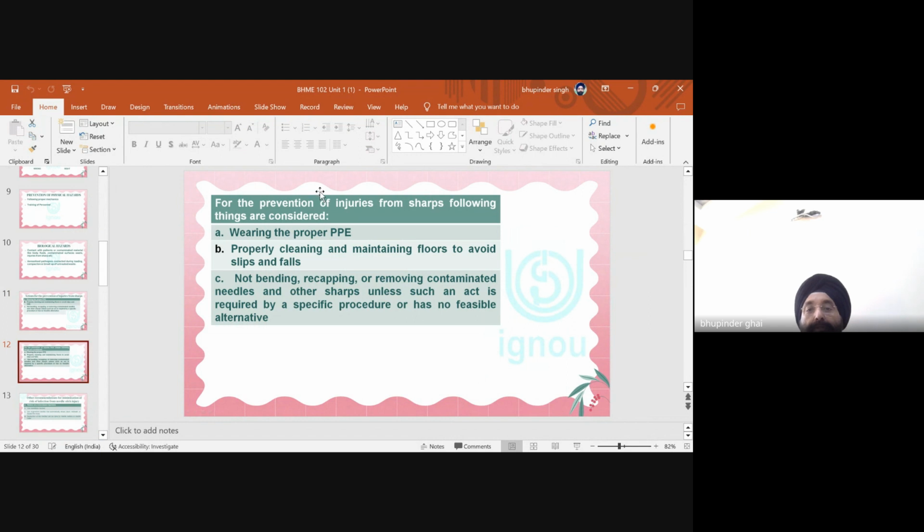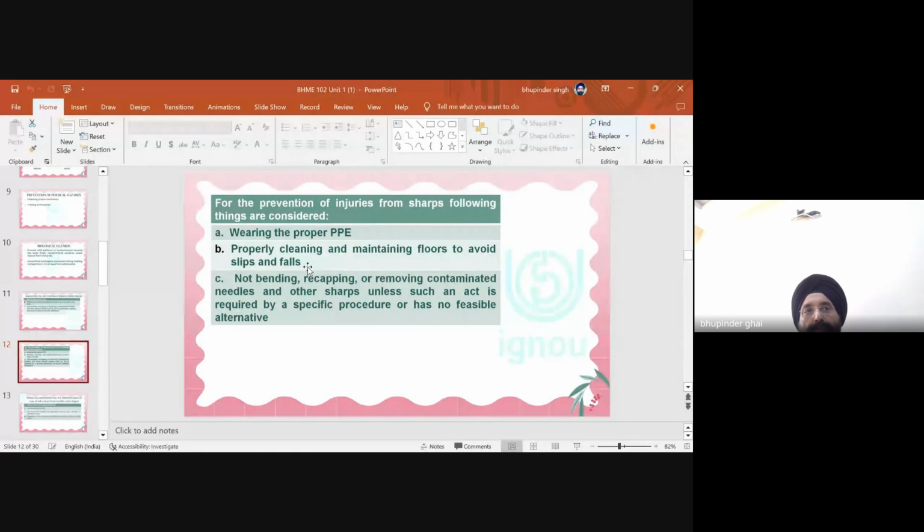For the prevention of injury from sharps and falling, some things are considered. First is wearing PPE. That is the first thing. Properly cleaning and maintaining the floor to avoid slip and fall. If the floor is wet or not cleaned properly, then slip and fall is very common.